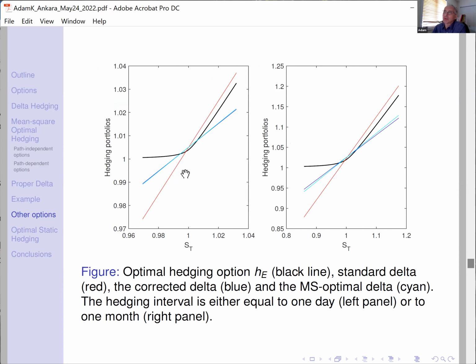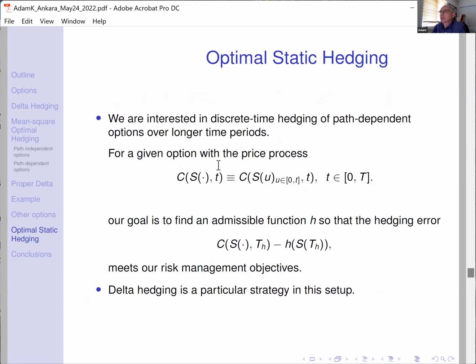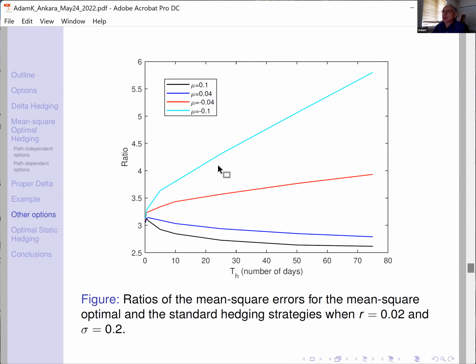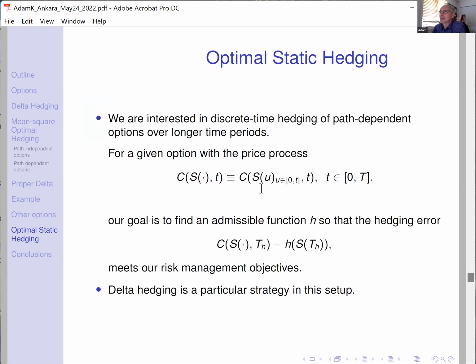And here is the graph. For options that depend on the maximum, the problem is more challenging because there is high curvature, but regardless of this, standard delta is not the right approach. Okay, I didn't show the ratio of the variances. In this case, it's not possible to calculate explicitly, but using Monte Carlo simulations, the ratio of variances of the standard delta with respect to the mean squared delta converges to 3. So the standard deviation would be around 1.7 larger for the standard delta.